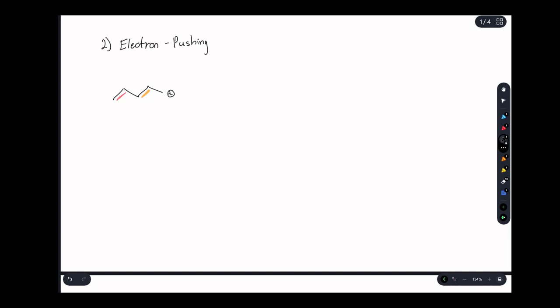The first thing I would say is, well, we have a positive charge on this terminal carbon. The orange double bond is nearby. Note that we're not going to be able to use these red electrons. They're too far away from the positive charge. We can't make arrows that go across the molecule like this. However, the orange electrons are very close, and so we could say, well, let's move these electrons to that double bond.